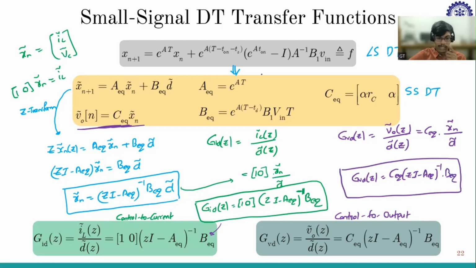From the large signal, I have derived the small signal model, and from small signal, I have applied Z transform, and I did some mathematical manipulation to get my two transfer functions, control to current as well as control to output transfer function. These are small signal, and these are in discrete domain. That's why Z domain. Till now, have you understood how we are getting the small signal transfer functions?